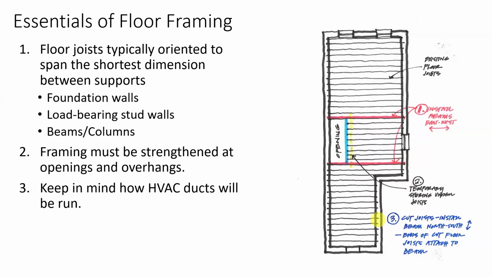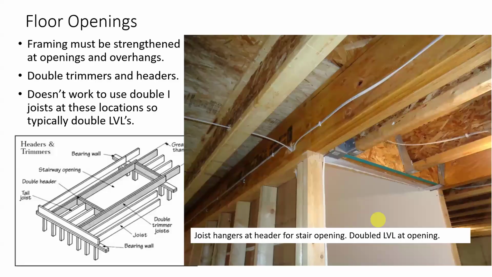That's why structural and HVAC interact, because our HVAC has to run through our structure in a lot of cases. So I talked about how framing must be strengthened at openings and overhangs. The one at the top where the joists are framing into it is called a header, and that's typically doubled or tripled up depending on the size and the loads. And the one on each side is called a trimmer. So here you can see double trimmer joist, double header joist.